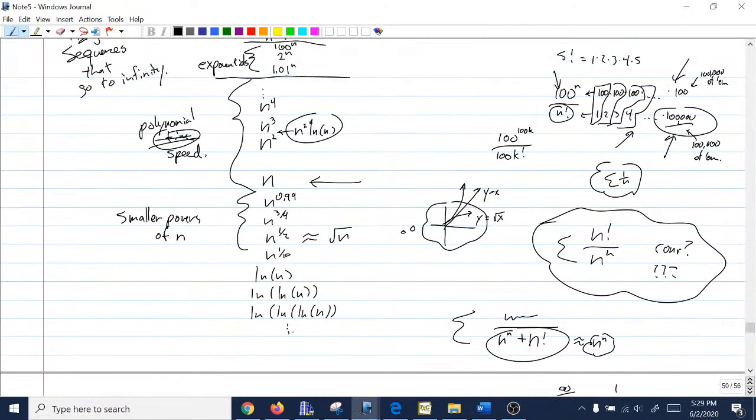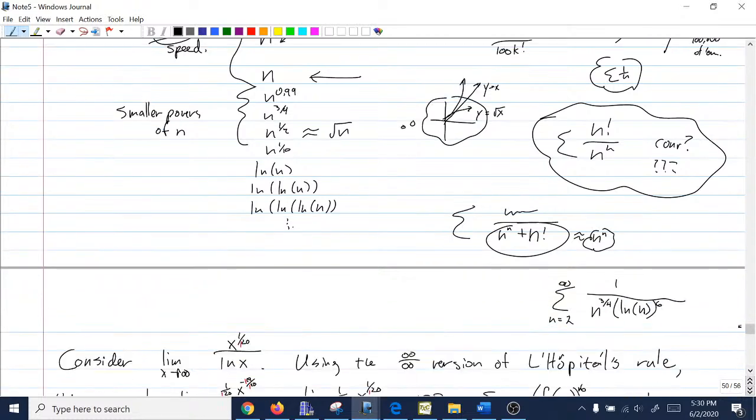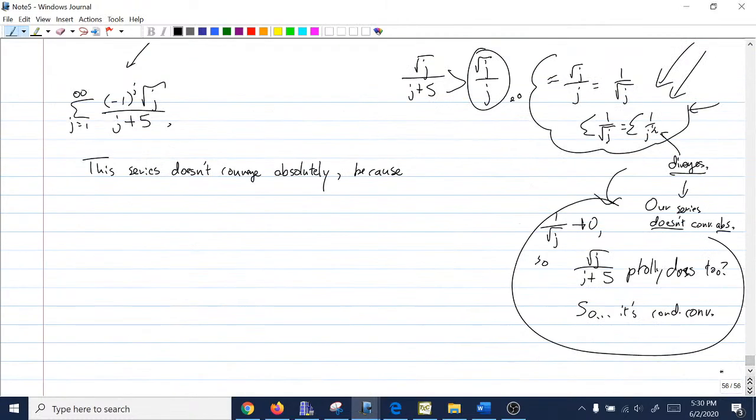n squared log n lives between n cubed and n squared. Most of the time, you don't care if you have an n cubed or an n squared. They're both going to be a p-series, a thing I understand. So n squared log n is not a polynomial, but I can compare it with a polynomial that's bigger if I want it to be smaller, or with a polynomial that's smaller if I want it to be bigger. That's the kind of trick that we're allowed to make.